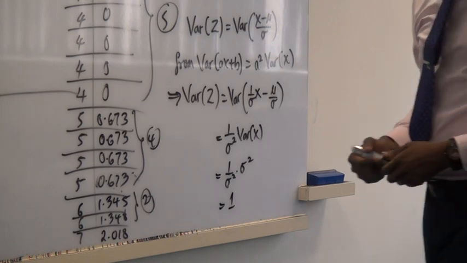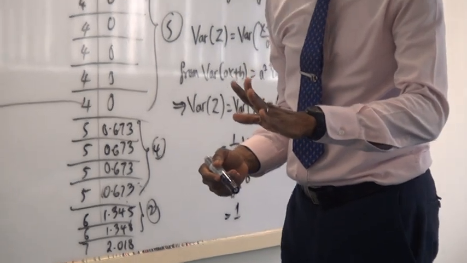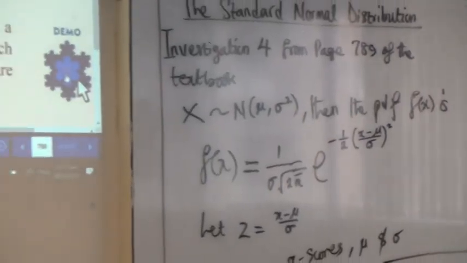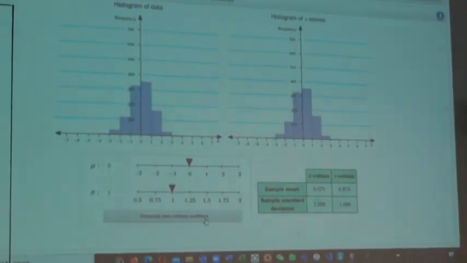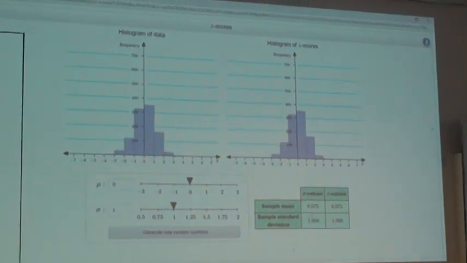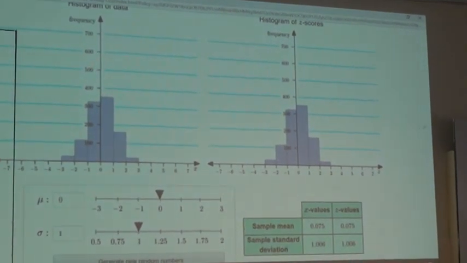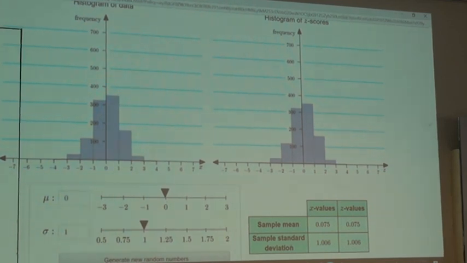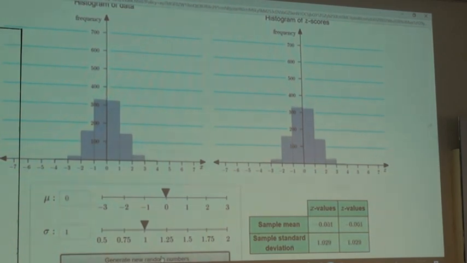Now, this is why it is so important. There is a demo here. Your z-score and your normal, I don't want to use the word normal, so I call it x-score and z-score. Before transformation and after transformation, look at their histograms. You can generate random numbers each time. It is approximately normal. Can you see? Each time.